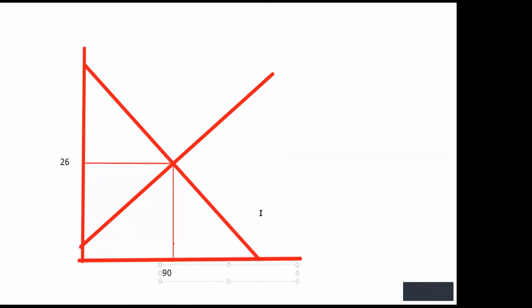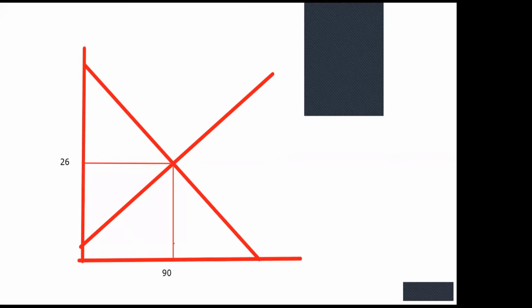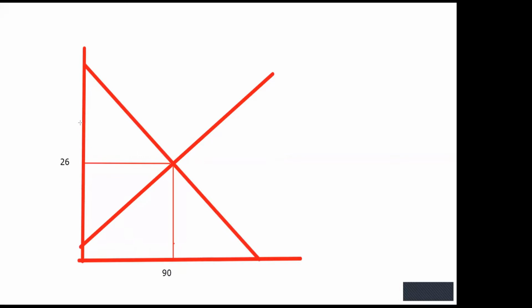So now what does the government do? The government comes and imposes a minimum price of how much? They impose a minimum price of 30 rupees. So they've imposed a guaranteed price. There's a guaranteed price of 30.